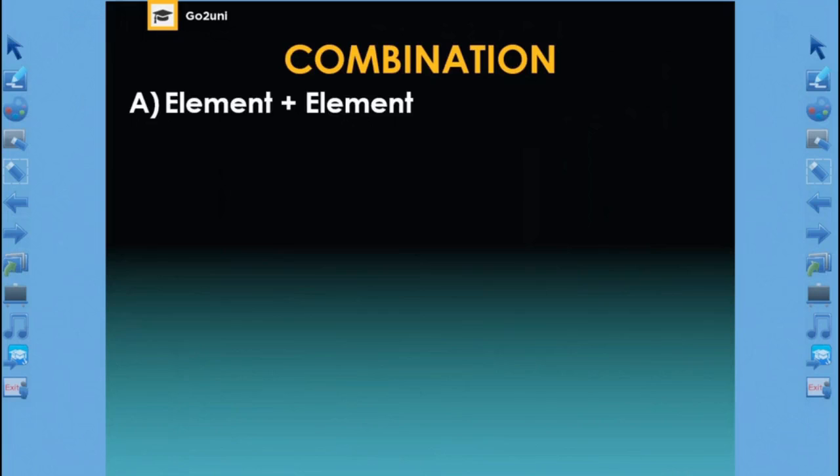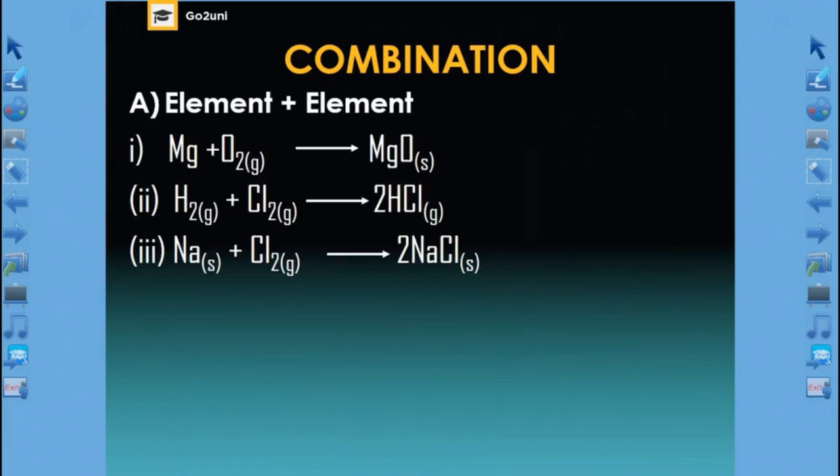Combination reaction can be between two or more elements. When elements chemically combine, they lead to the formation of a compound. Good example of this kind of combination is when magnesium burns in air. That is to say, magnesium reacts with oxygen to give magnesium oxide. We are not really interested in balancing the equations here, but just to make us understand what happens between two substances coming together to give a compound.